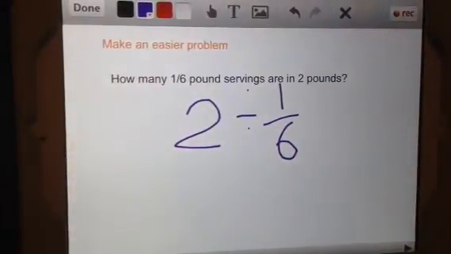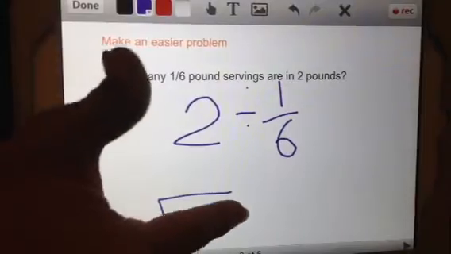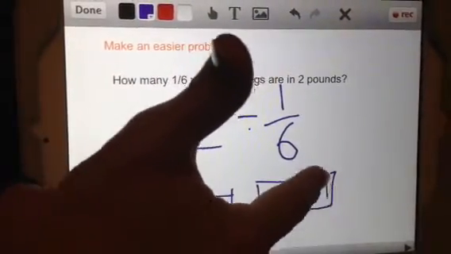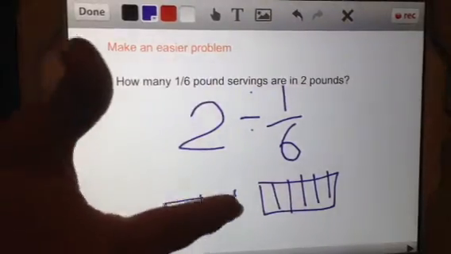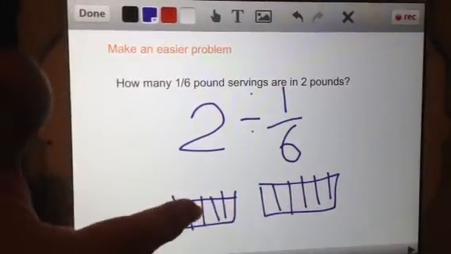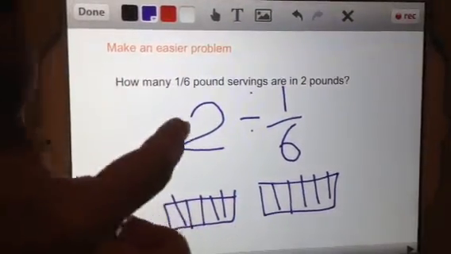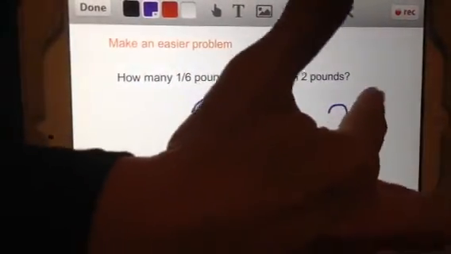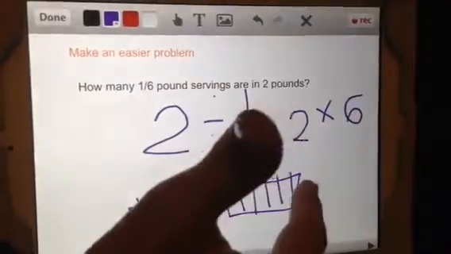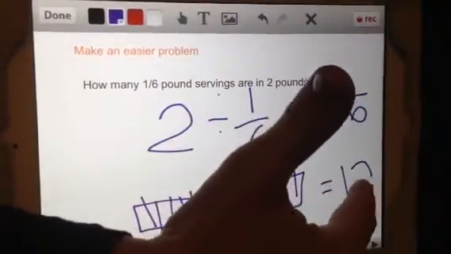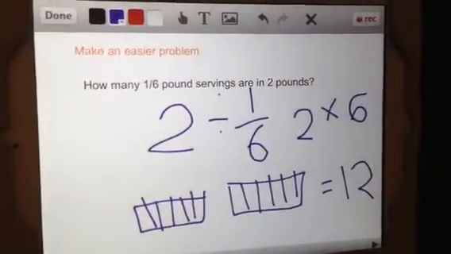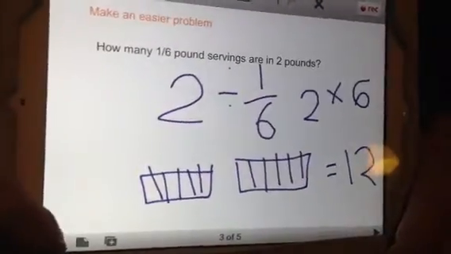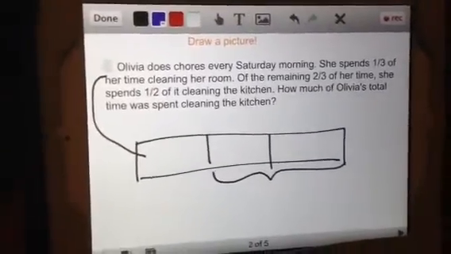You can also draw a picture on this one, and you know that if you've got 2 pounds and you cut both of them into 6, then you can just count the pieces and you get 12. If you already know how to do this, then you would know it's same, change, flip. Either way, you'll get 12. So that's using making an easier problem or drawing a picture. Drawing a picture is one of my favorite ones.